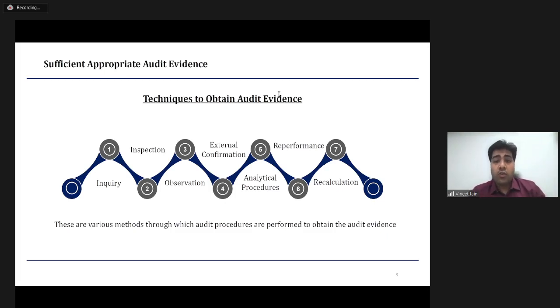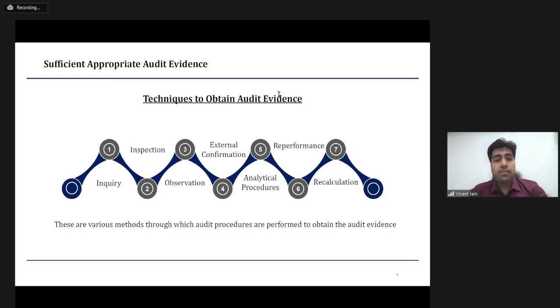Now, moving on to reperformance, I'm just talking in continuation to my example on this debtor confirmation. In reperformance, we ourselves perform a particular audit procedure.